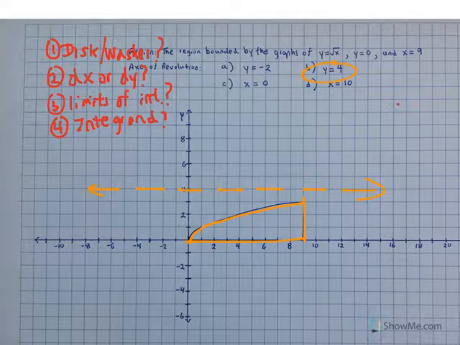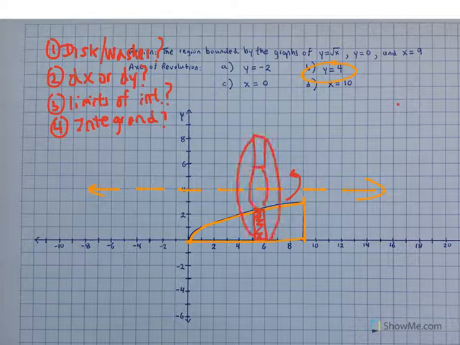So to answer the first question, we should begin by drawing a representative rectangle in our region. And then you should visualize it being revolved about our axis of revolution. And what does it give us? It'll give us a washer. There's a part that's going to be missing, the hollow part, so it's going to give us a washer. So we need to use the washer method.